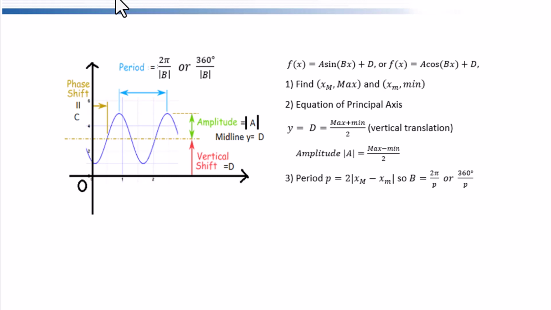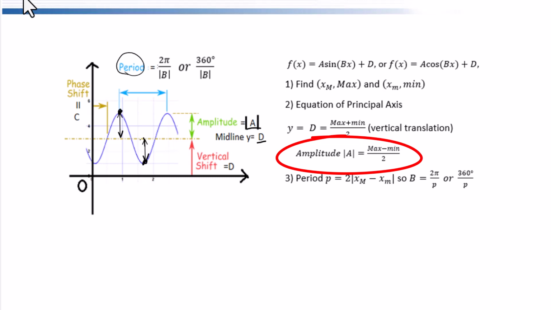Normally, on the graph, you are given maximum and minimum points. Use the coordinates of maximum and minimum points, we can figure out amplitude, midline, also the period. We know amplitude is the distance between midline and maximum point. In other words, it's half the distance between maximum and minimum points.